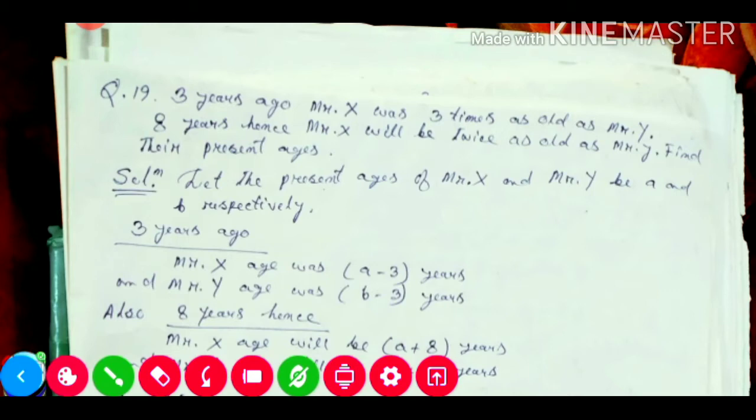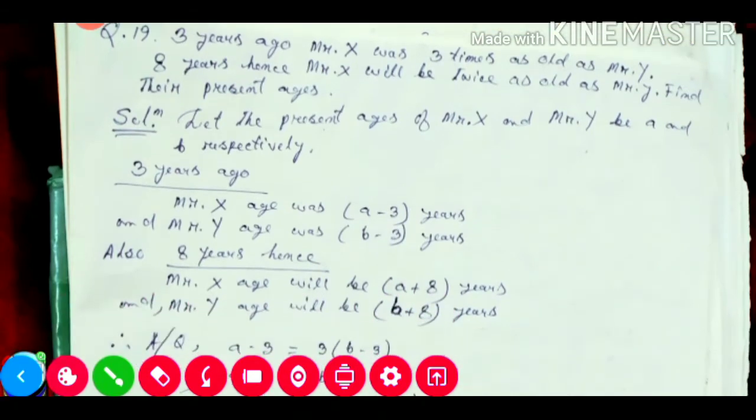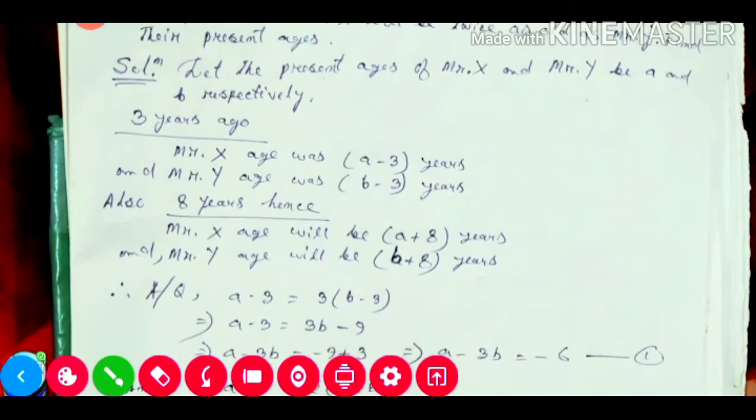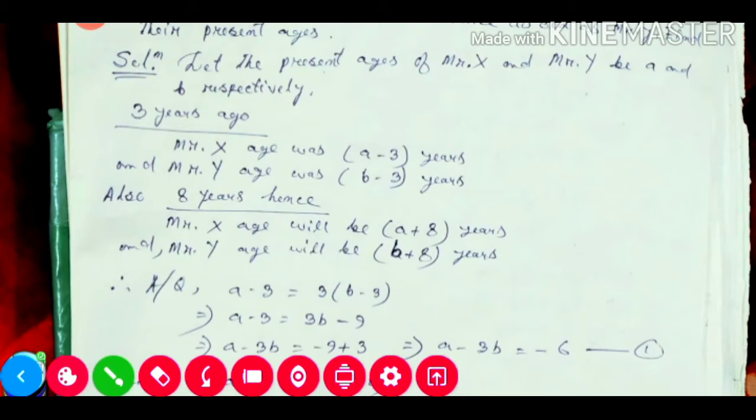So 3 years ago, first of all, what will their age be? This we need to find out. So 3 years ago Mr. X's age was A minus 3 and Mr. Y's age was B minus 3. Similarly, 8 years hence, that means after 8 years, Mr. X's age will be A plus 8 and Mr. Y's age will be B plus 8 years.